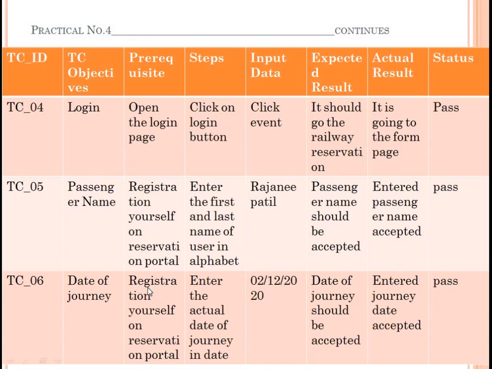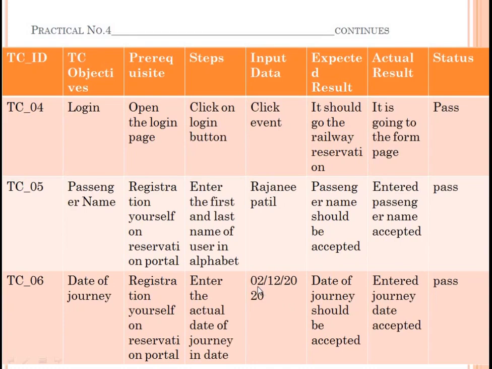Here the prerequisite is to register yourself on the reservation portal. The step is to enter the actual date of the journey in the date field. Suppose the current date is 2/11/2020, then the date should be a further, later date.